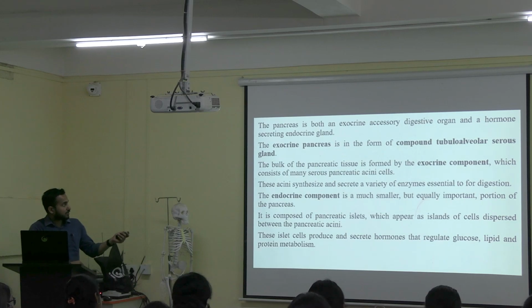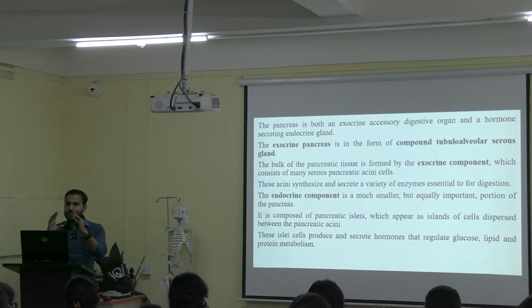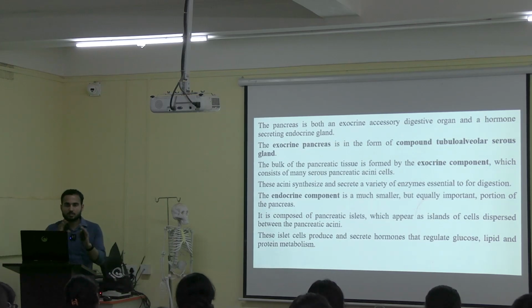Now the exocrine component, as I said, is the bulk, which consists of many serous pancreatic acini. Many serous pancreatic acini are present. Acini means multiple, acinus means single. That means a gland is there, and inside the gland a small lumen is there. That particular structure is called an acinus.